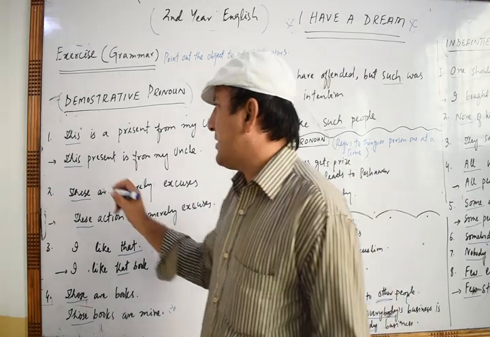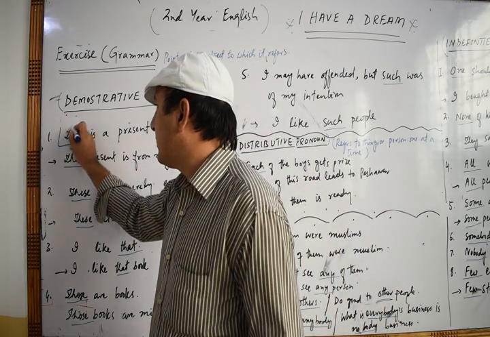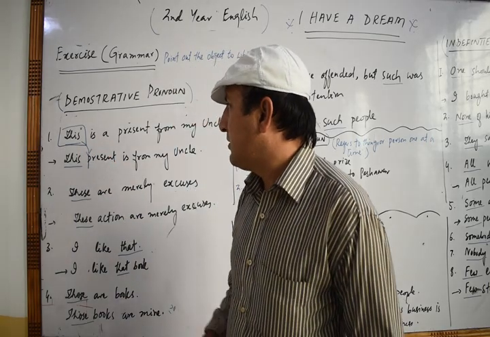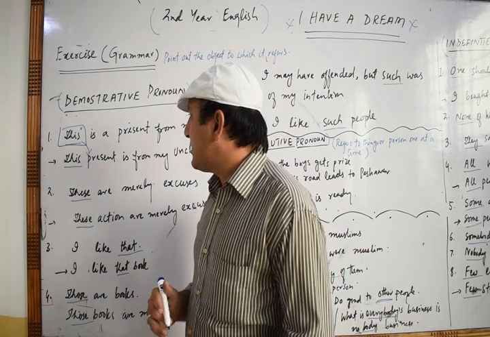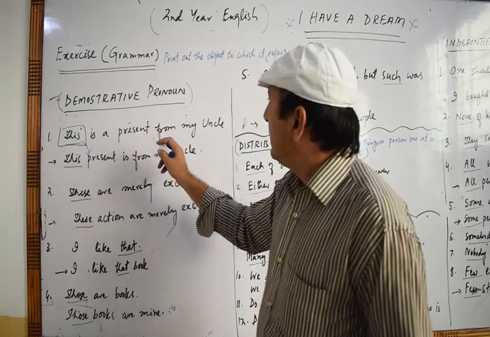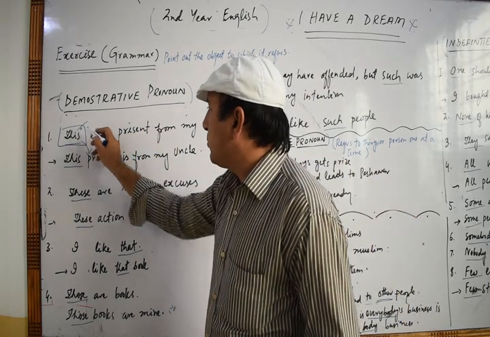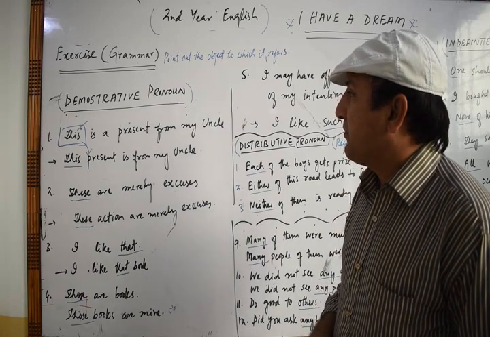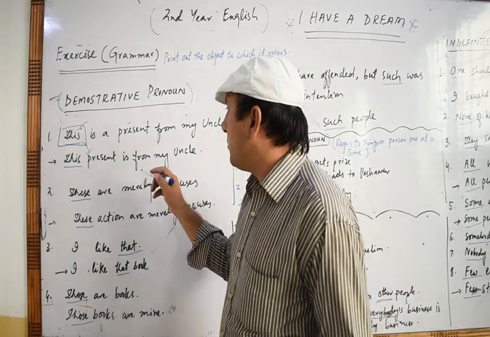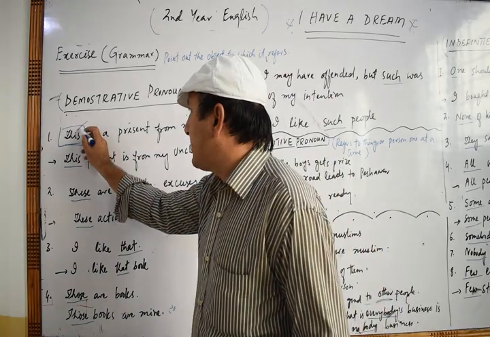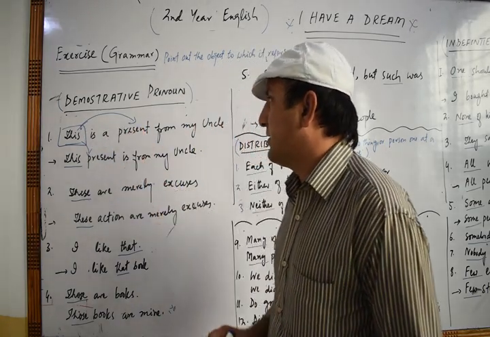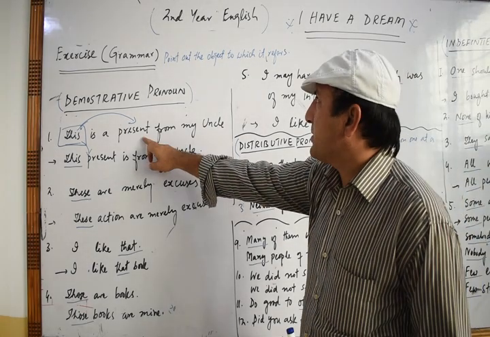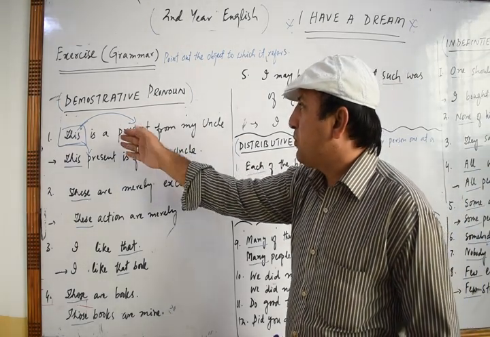Now you see this word, this replaces present. Like, for example, this is a present. Now you see this one word points out the object to which it refers. Which object? It points out this word present. So this points out this object, present. Understand? So we call it demonstrative.